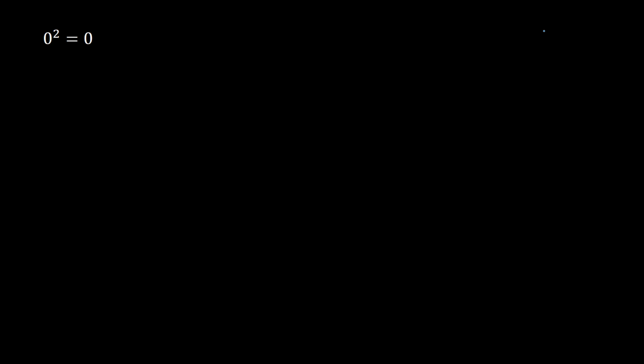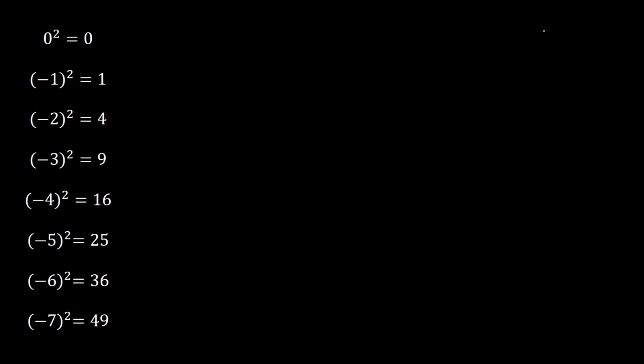So, like we said, 0 squared is 0, but negative 1 squared, you take negative 1 times negative 1, which becomes a positive 1. So the answer for negative 1 squared is 1. Negative 2 squared is negative 2 times negative 2, which becomes a positive 4. Negative 3 squared is a positive 9. Negative 4 squared is 16, and etc. So even though there's a negative in there, because you're squaring it, it's going to become a positive number.